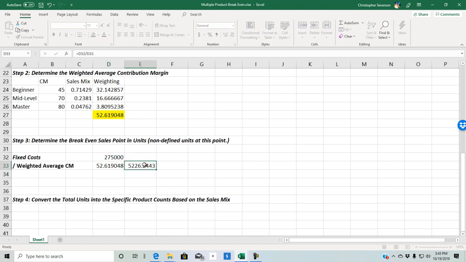So when we do that, we get a break-even sales point of 5,226.24 units. Remember, with break-even point, you always have to round up. No matter what, even if it's 5,226.001, you have to round up because you won't break even otherwise. So we're going to round this to 5,227 units. Basically, we're saying to break even, we have to sell 5,227 units. That's all there is to it.